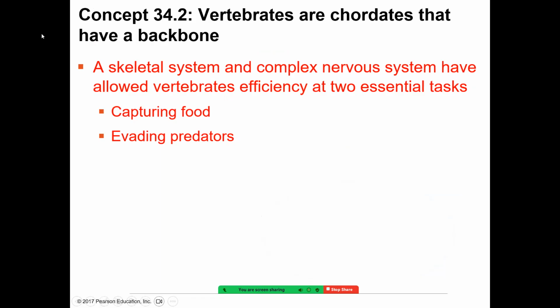So some more concepts. The vertebrates are chordates that have a backbone. The skeletal system and complex nervous system have allowed vertebrates to be very good at two essential tasks. These essential tasks that vertebrates must be good at to allow for survival of the species are capturing food and evading predators.